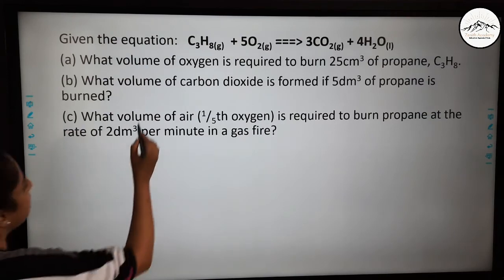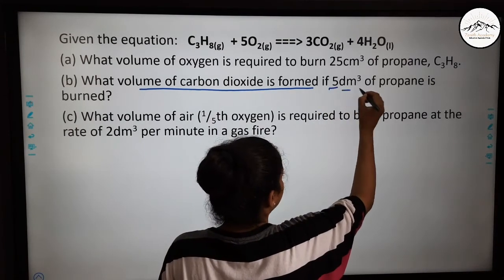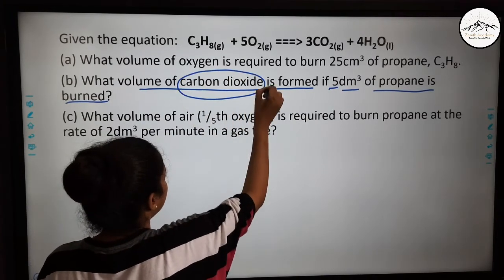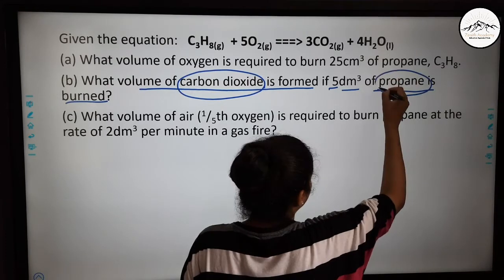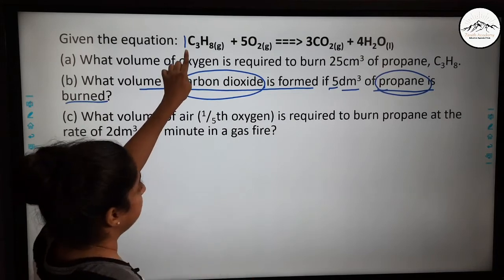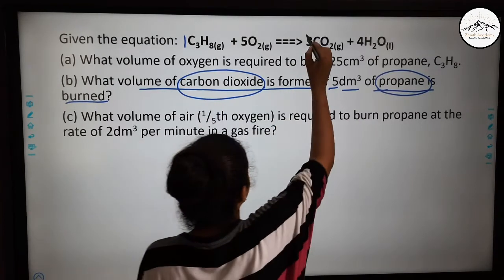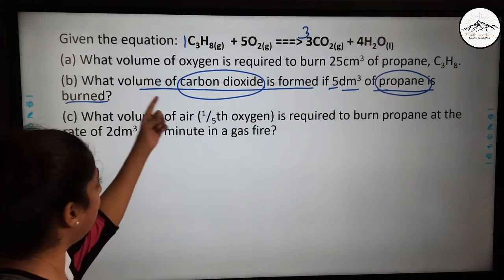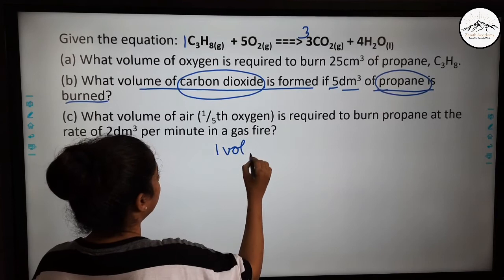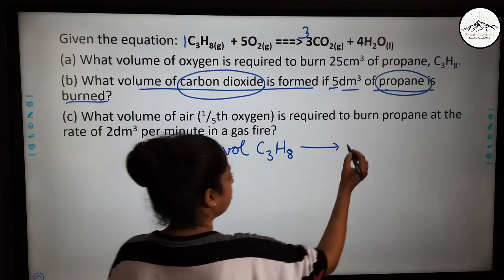The second question says, what volume of carbon dioxide is formed if 5 decimeter cube of propane is burned? So now they have asked about carbon dioxide and they have given about propane. So we will have to take this relationship. The molar volume ratio we'll see of propane and carbon dioxide. So this is 1 and this is 3. And they have asked what volume of carbon dioxide is formed. Okay. So we know that from burning of 1 volume of C3H8, that is propane, we get 3 volumes of carbon dioxide.